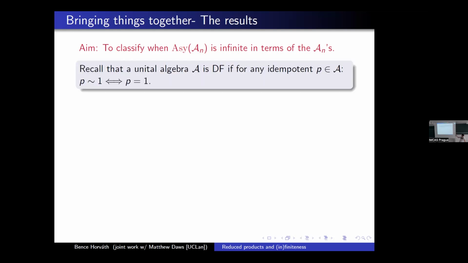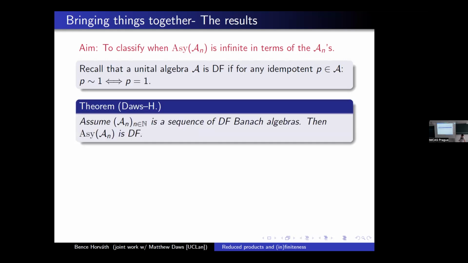So just a quick reminder, what was Dedekind finite? That's when every idempotent in your algebra that is equivalent to the identity is the identity. And the first result is basically what we did with Matt: whenever you have a sequence of Banach algebras, each of which is directly finite, then the asymptotic sequence algebra will be directly finite. This is not so complicated to prove. I hope to give some details on this later.